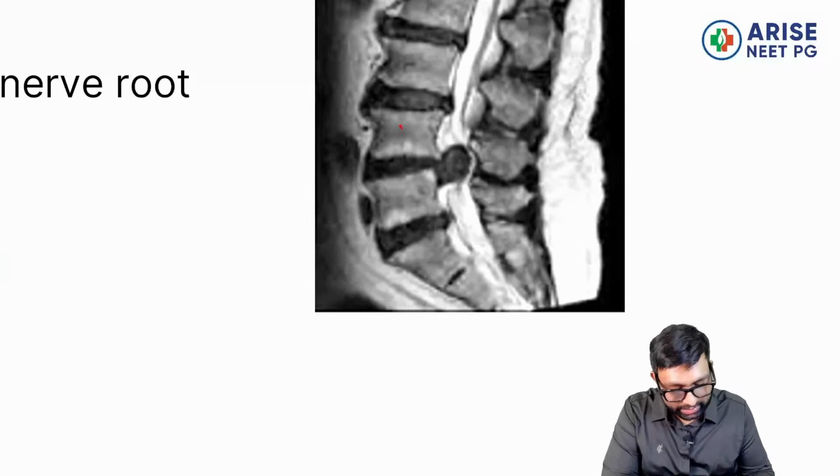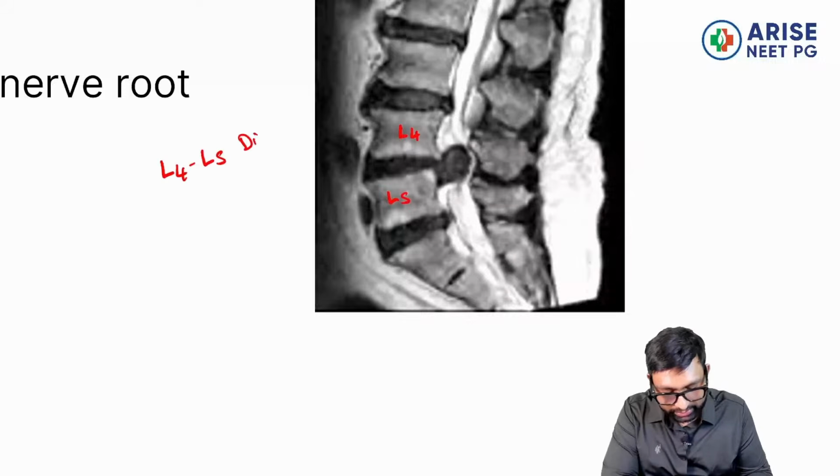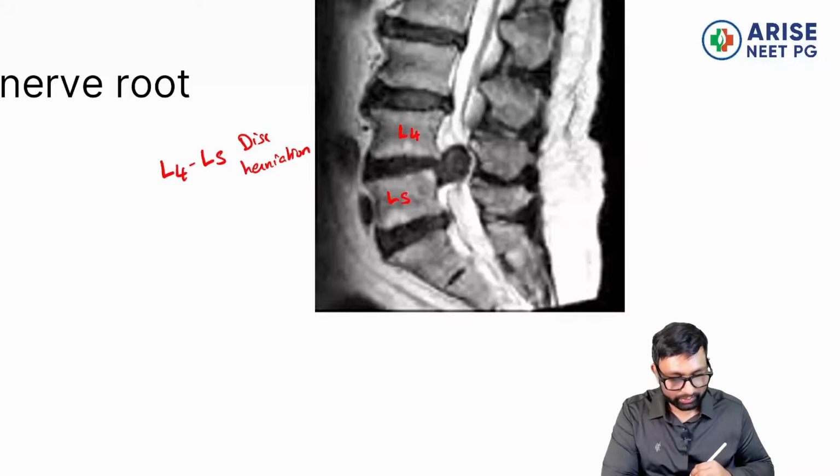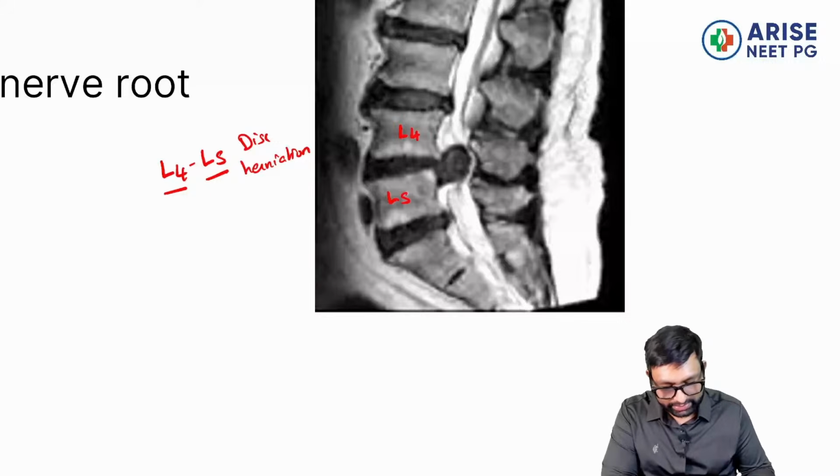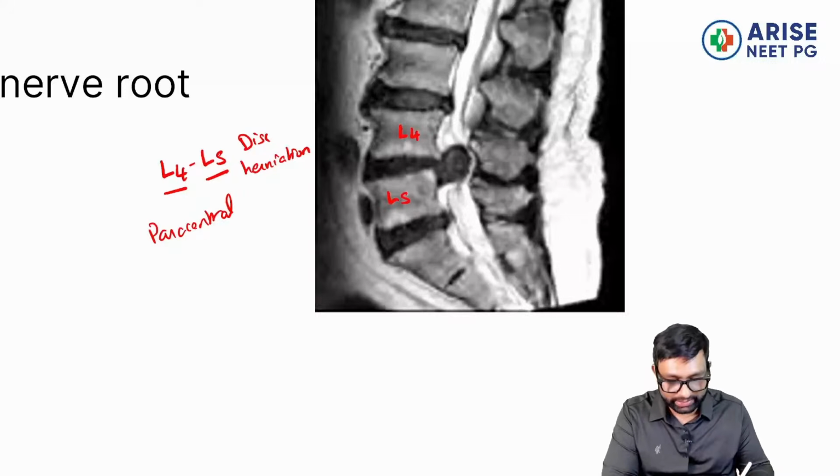this is L4, this is L5. So the problem is at L4, L5. Okay, L4, L5 disc herniation is there, correct? So in this, L4 also can be affected, L5 also can be affected. But which is the most common disc herniation that is seen? It is paracentral. Do you agree? So paracentral affects traversing or exiting? It affects the traversing.